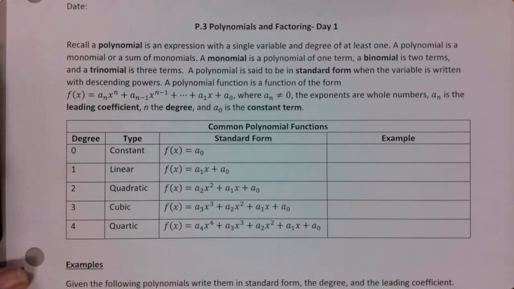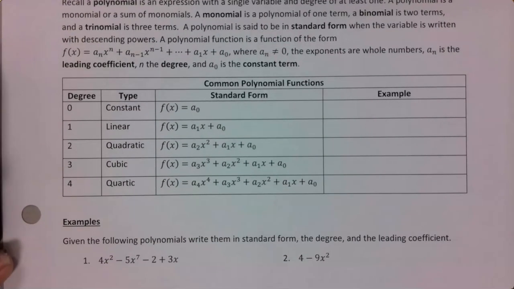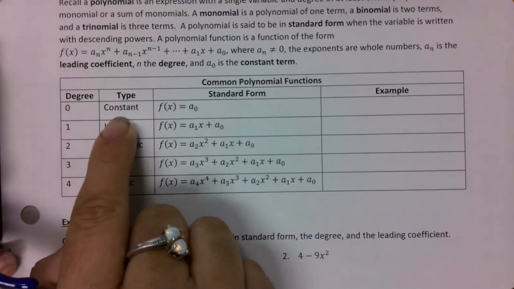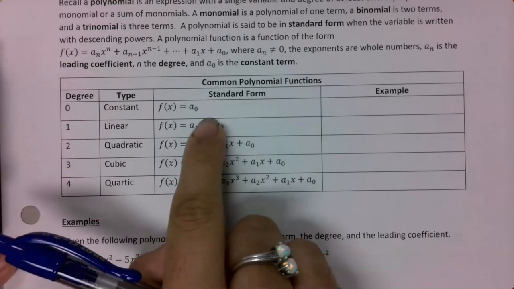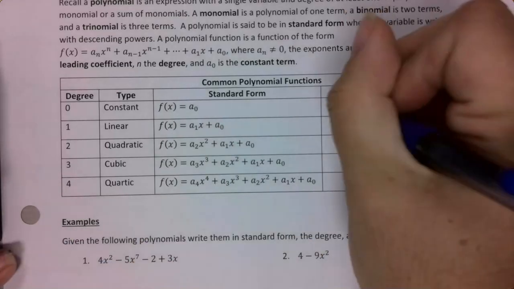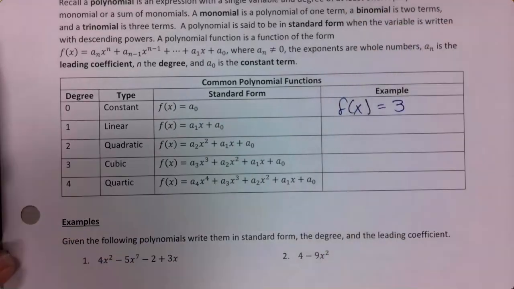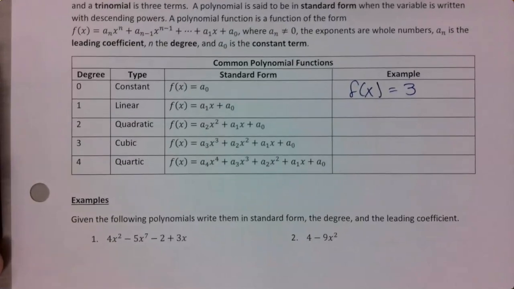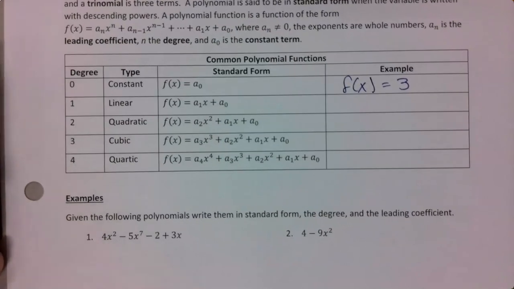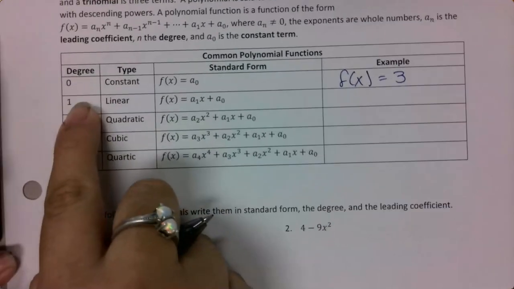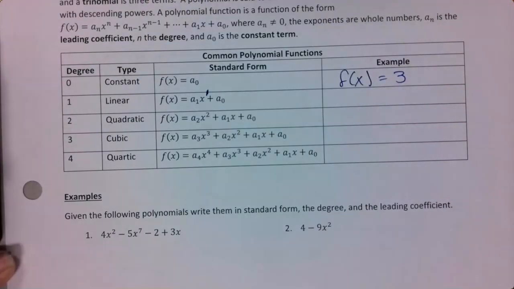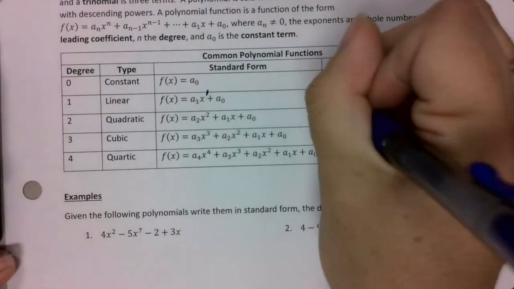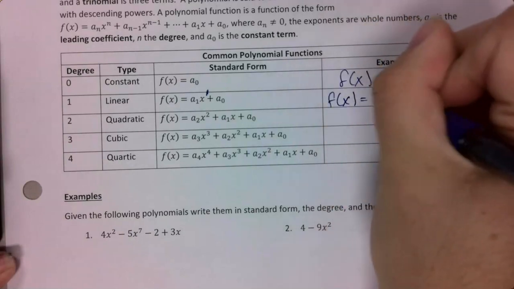So, I have some common polynomial functions. Degree 0 is a constant, and it's in the standard form f of x equals a number. So an example of this would be f of x equals 3. That is a constant polynomial. No matter what my x value is, the y value is always going to be 3. So if I take a look at linear, my degree is 1. That is my highest exponent on the variable x. So an example of this could be f of x equals 2x plus 5.